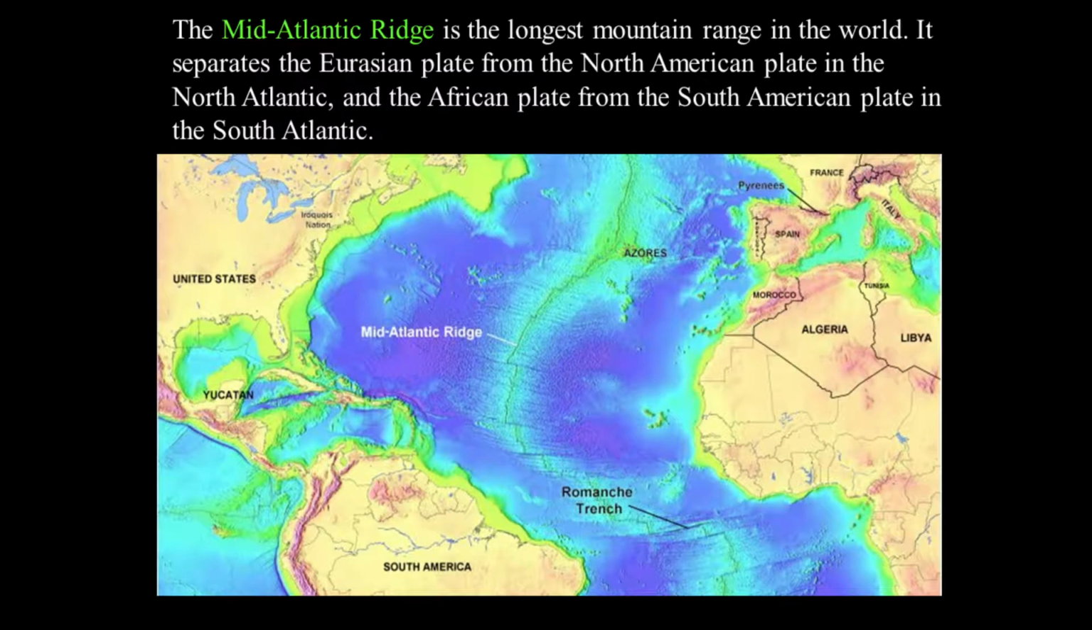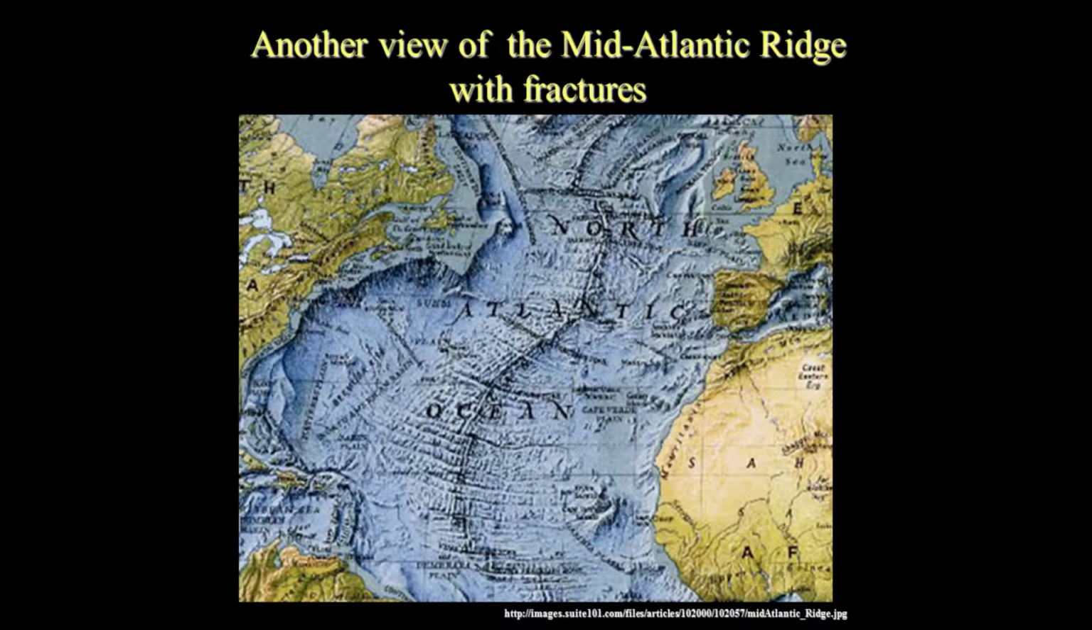The Mid-Atlantic Ridge is the longest mountain range in the world. It separates the Eurasian Plate from the North American Plate in the North Atlantic, and the African Plate from the South American Plate in the South Atlantic. In this picture, you'll see another view of the Mid-Atlantic Ridge with fractures.